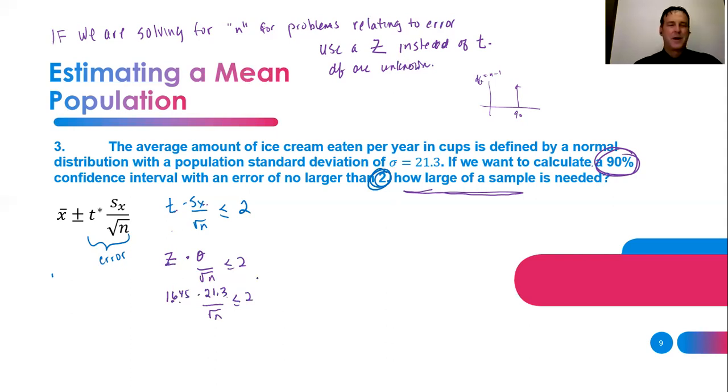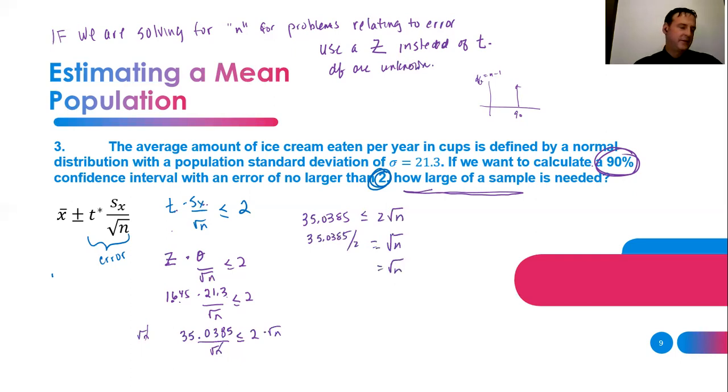There's a lot of ways you can solve it. My way may not be your preferred method, and that's okay. You can do it your way if you want. 35.0385 over the square root of n is less than or equal to 2. You have to multiply both sides by the square root of n, and that makes these go away. So 35.0385 is less than or equal to 2 square root of n. Let us divide both sides by 2. If you do that, you get 17.51925.